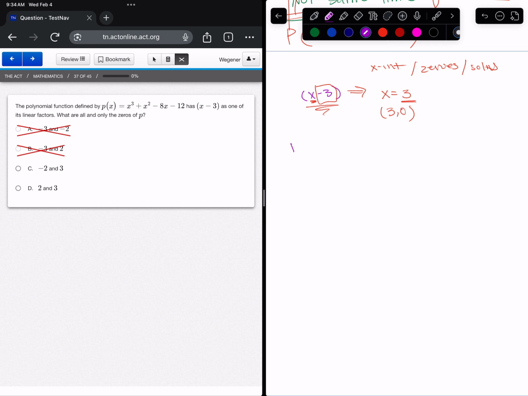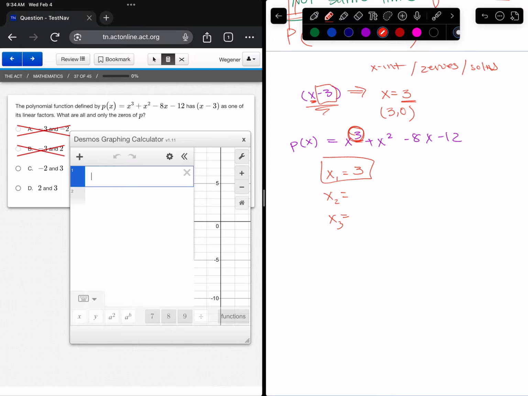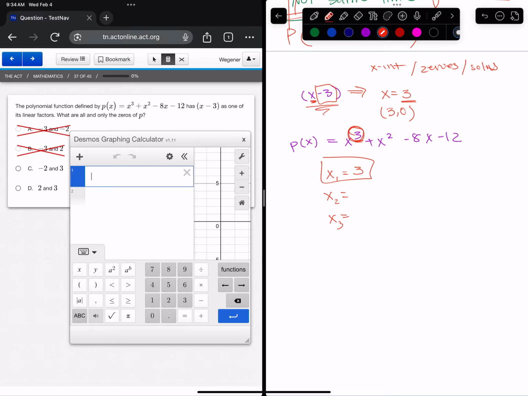But something I want to point out: this polynomial, x cubed plus x squared, needs to have 3 solutions. So x equals something. Okay, so we have 3 solutions. One of the solutions we got from the factor, so x equals 3. Now, to find the other 2, we put it in the calculator.